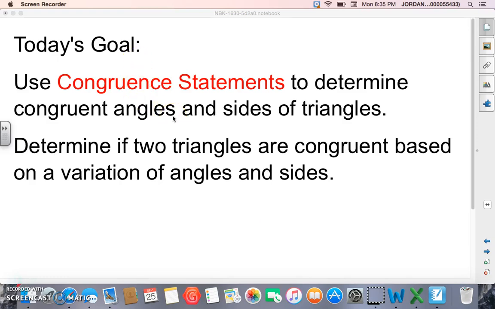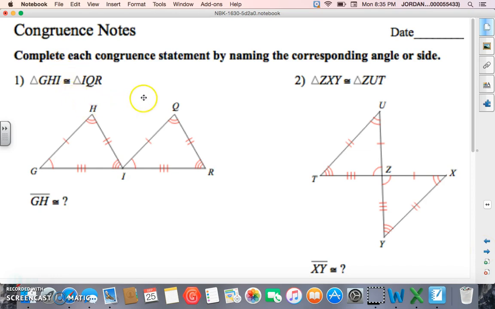Alright guys, so we're going to look at using congruent statements today to determine congruent angles and sides of triangles. So to determine if two angles are congruent based on a variation of angles and sides. Real quick, let's look at some examples.